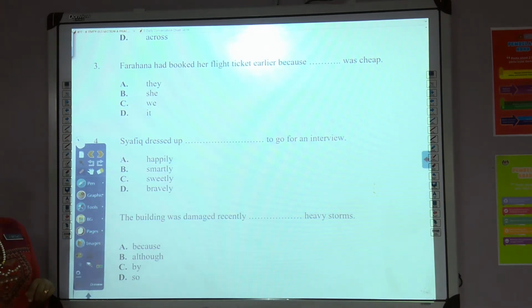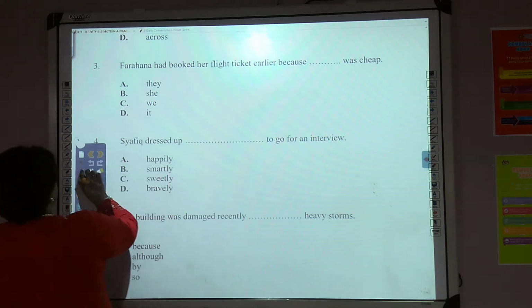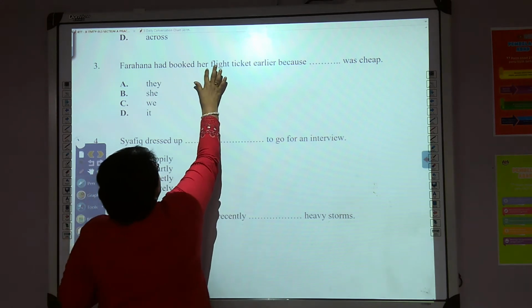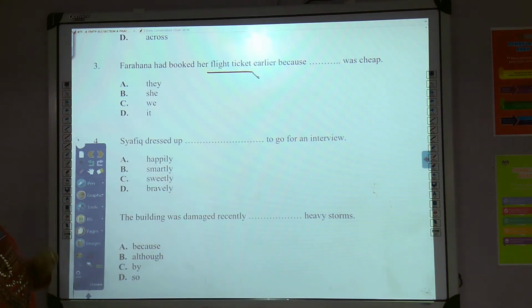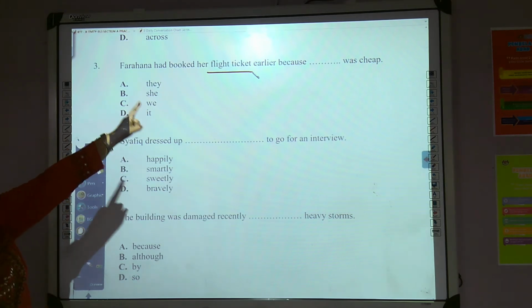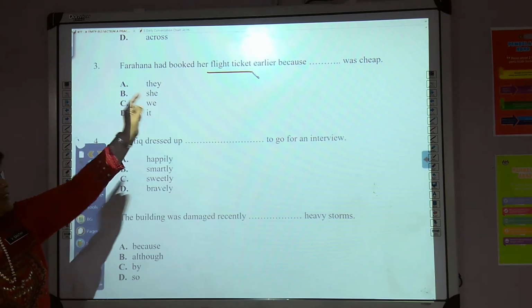Okay, cut. Now, Farhana had booked her flight ticket earlier because it was cheap. So what is the keyword there? Booked her flight ticket. Farhana had booked her flight ticket earlier because that is a keyword. So you must use an appropriate pronoun for the object, flight ticket.